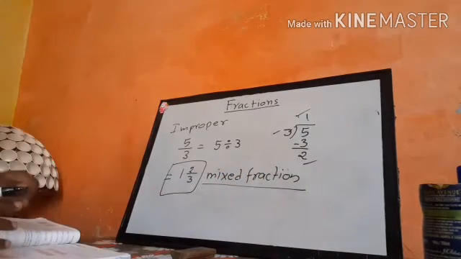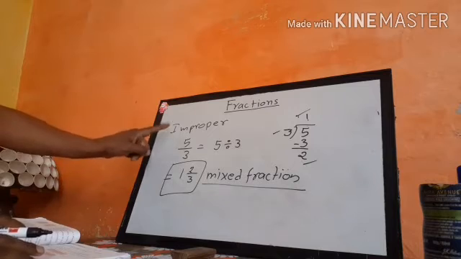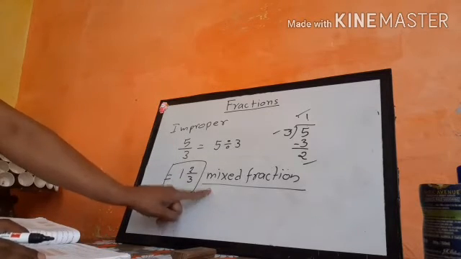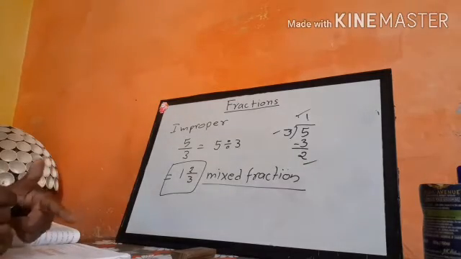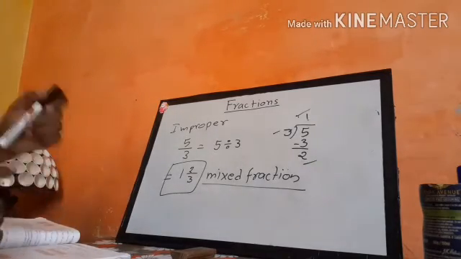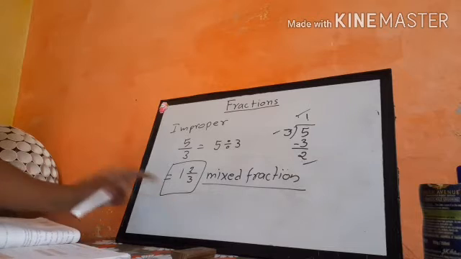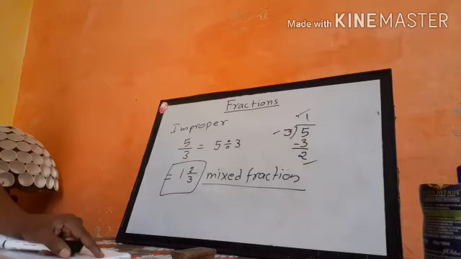It means in our process, first we change the improper into mixed fraction, then we will represent it on the number line. It is part of the process, so you must also do this one. Let's draw the number line.